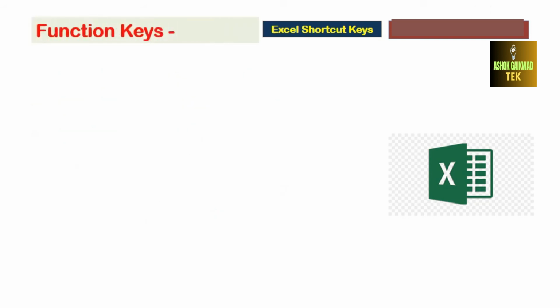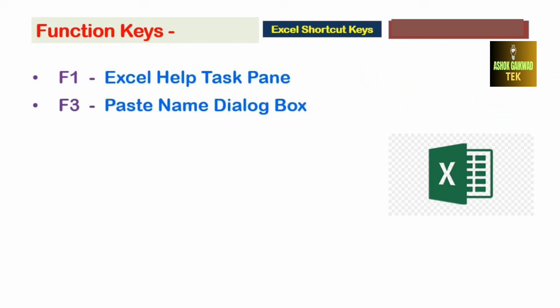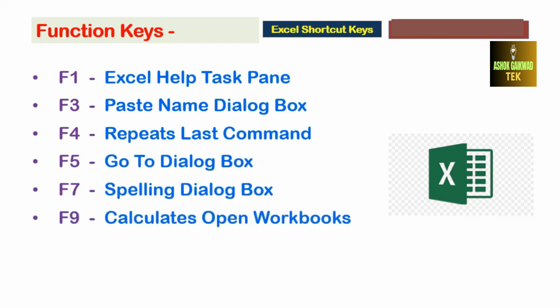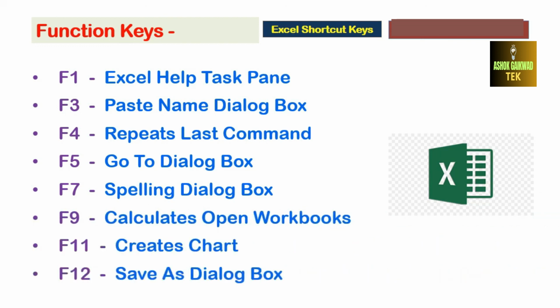Now we are seeing Microsoft Excel shortcut keys for function keys. F1 for Excel help, F3 for paste name dialog box, F4 for repeat last command, F5 go to dialog box, F7 for spelling dialog box, F9 for calculate open workbooks, F11 for create a chart, F12 for save as dialog box.